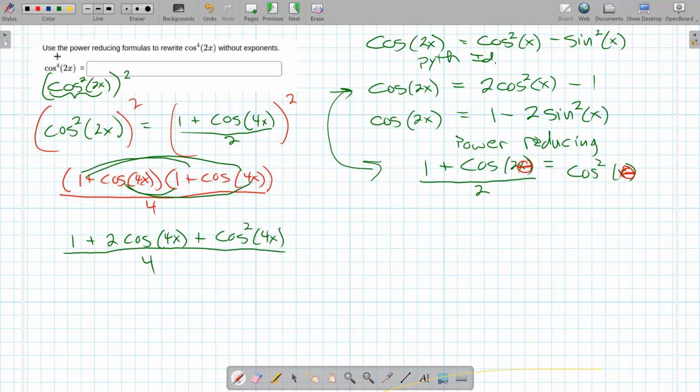So we considered the cosine to the 4th as the cosine squared, squared. Cosine squared, we applied the power reduction formula, but then we had to square the whole thing. So now we know that the cosine to the 4th of 2x is equal to that right there.